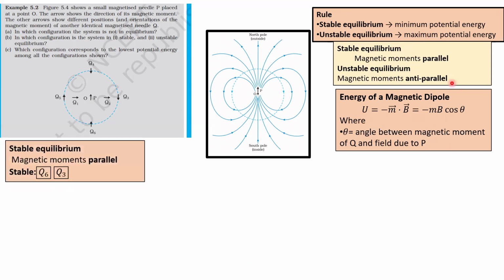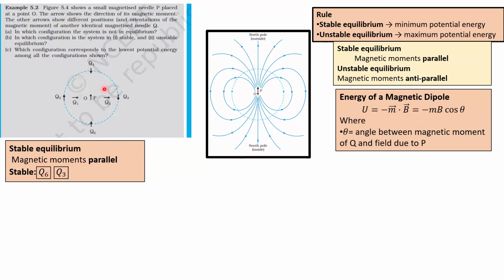Okay. Now we start the question. I hope these 2 points are clear. Keep these 2 points in mind. First point, in which configuration is the system not in equilibrium? Not in equilibrium means not in stable equilibrium and not in unstable equilibrium. Stable equilibrium means minimum potential energy. In other words, m and B are parallel. Magnetic field lines are shown. Now, if you come to Q6, P and Q6 are in the same line, so we can take it as parallel. So the magnetic moments are parallel in Q6.